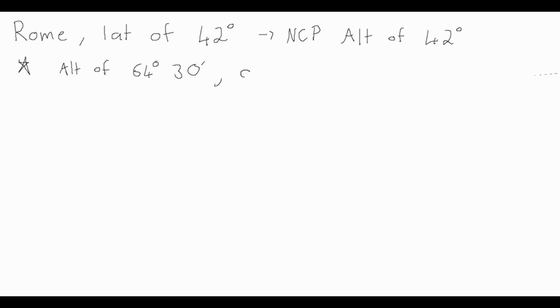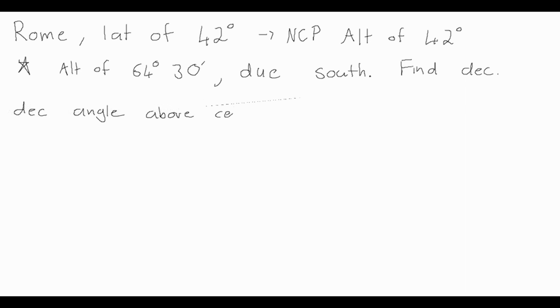Now we are also told that this star is due south. And using this information, we are going to find the declination of the star. All right, so declination is the angle above the celestial equator. And we have already said that altitude is the angle above the horizon.